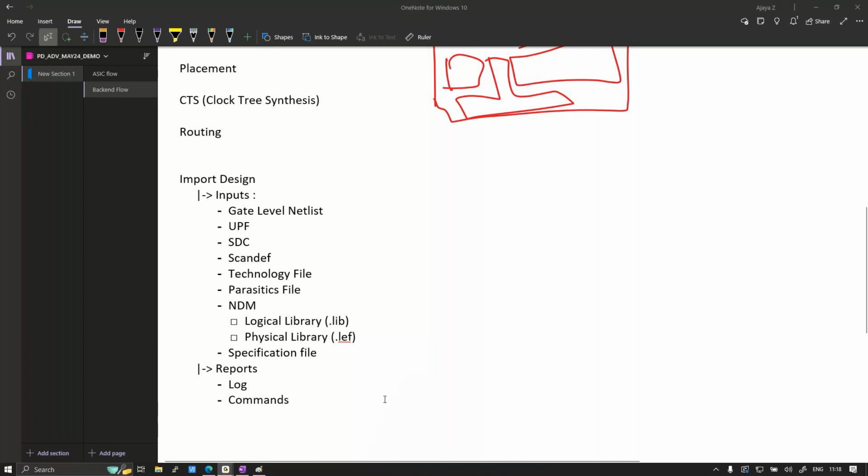Checking the reports, getting the reports, and checking the reports.